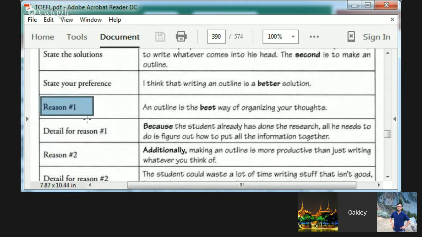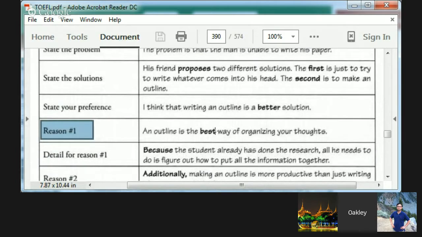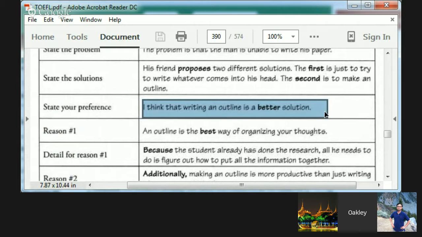Right. Okay. And again, you could just as easily, by the way, say, I think it would be a better idea to just free write whatever came into his head. First of all, free writing is much easier to get started. Since his problem is getting started, it's much easier to just write down whatever you think of.